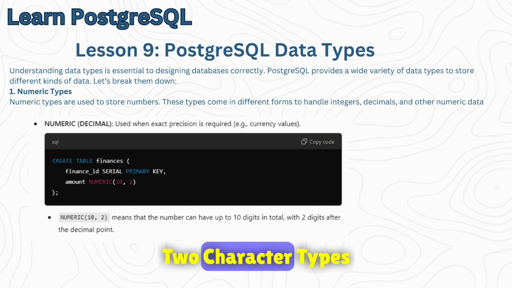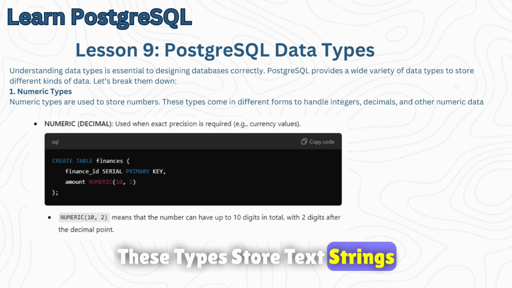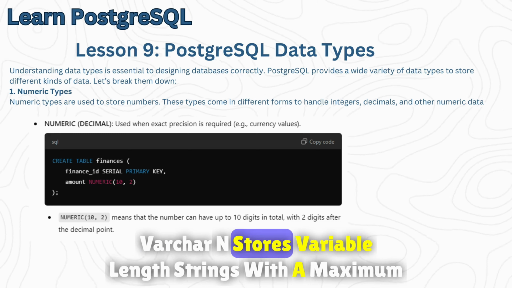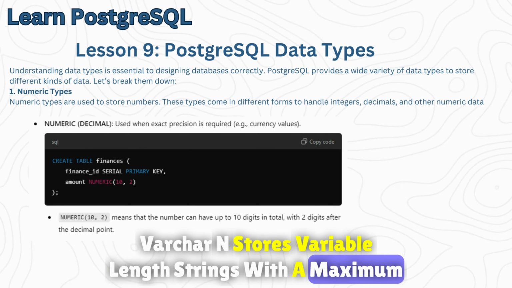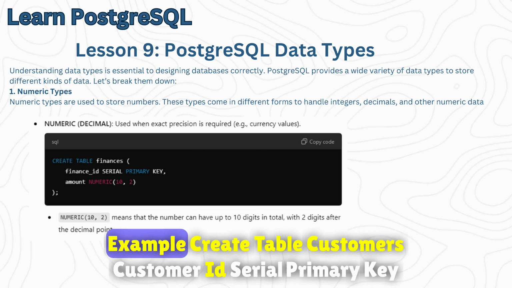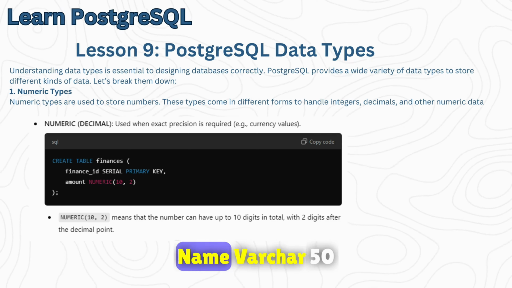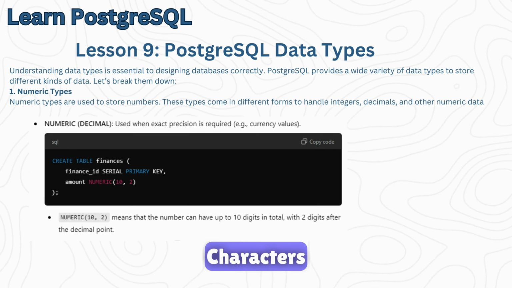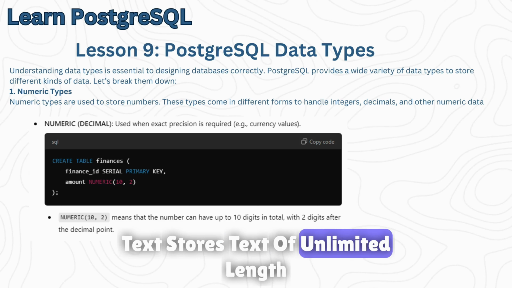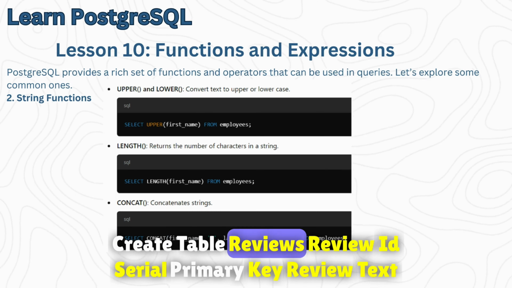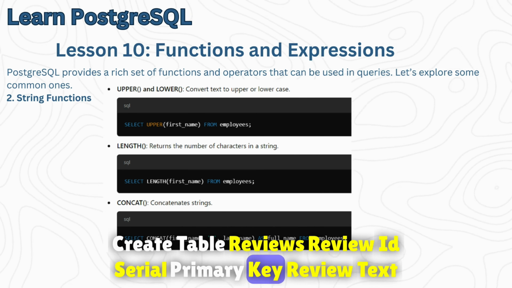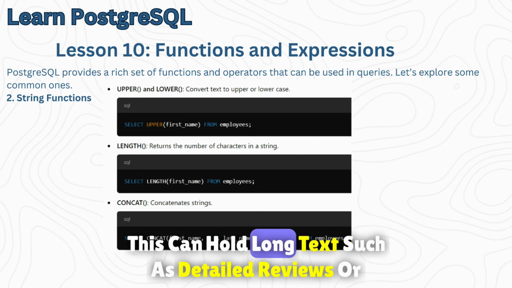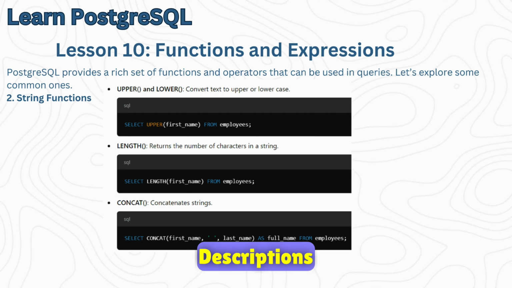2. Character types. These types store text strings. VARCHAR(n) stores variable length strings with a maximum length of n characters. Example: CREATE TABLE customers (customer_id SERIAL PRIMARY KEY, name VARCHAR(50)); This allows a string with a maximum length of 50 characters. TEXT stores text of unlimited length. Example: CREATE TABLE reviews (review_id SERIAL PRIMARY KEY, review TEXT); This can hold long text such as detailed reviews or descriptions.